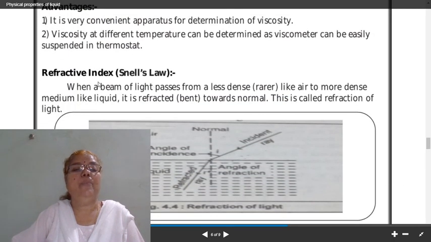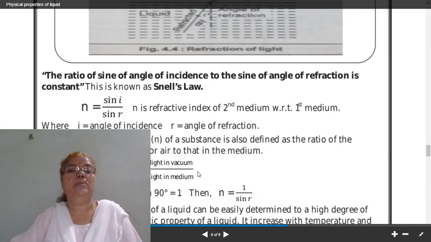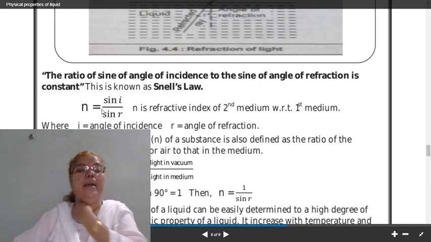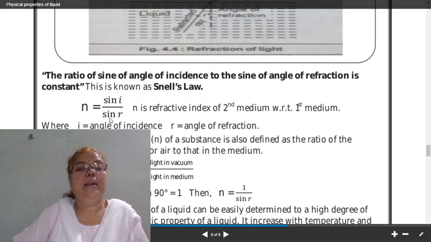Then the next property that you have studied is the refractive index, that is Snell's law. That means the refraction of light when light passes from one medium to another medium, that you have studied. And mathematically, the refractive index is given by sine of angle i divided by sine of angle r. It is also equal to the velocity of light in a vacuum to the velocity of light in the medium. And we measure the refractive index by refractometer.